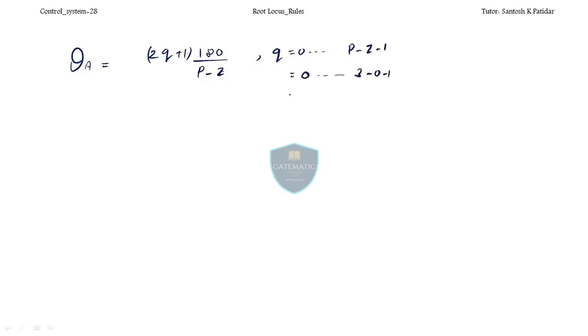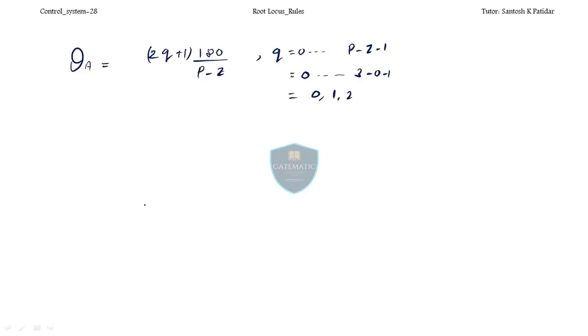Okay. So your theta A is (2q plus 1) times 180 degree divided by P minus Z, where q is from 0 to P minus Z minus 1. Here P minus Z is 3 minus 0, so q minus 1 is 2. It will go from 0, 1 and 2. So 3 values you will get over here.